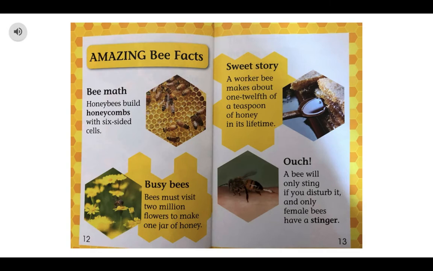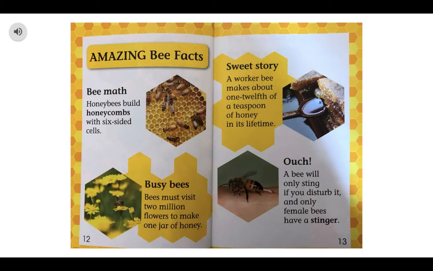2 million flowers. In place value, that comes after 100,000s. 100 of those is 1 million, and there are 2 of those to make 1 jar of honey. Think of all that work the bees are doing for us to eat our honey.